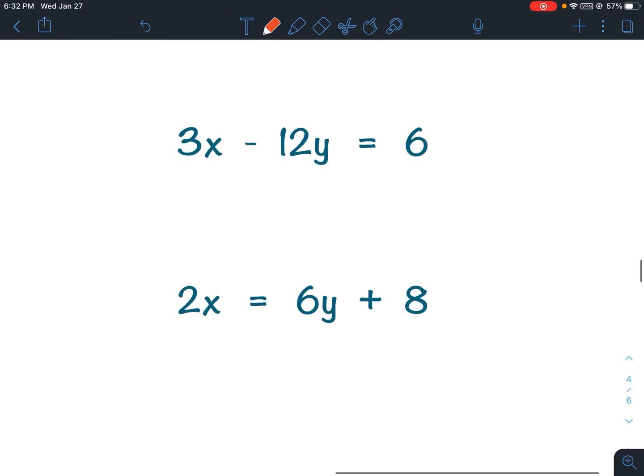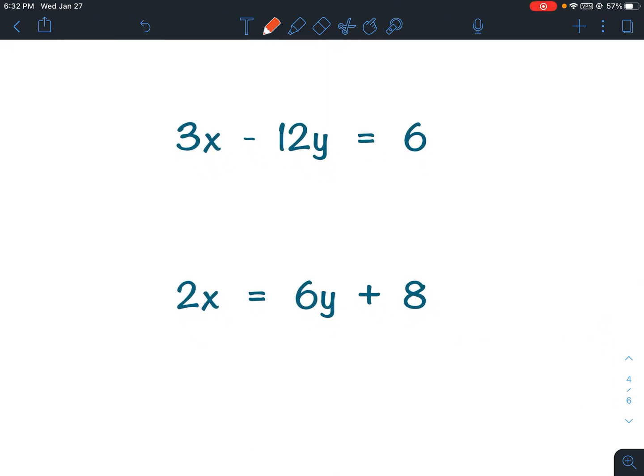All right, so let's look at this one. x and y are on the same side. They both have a coefficient. It's going to take 2 steps for each of those. The y down here is with the constant term, so it's going to take 2 steps. You'd have to get rid of the constant term, then divide.